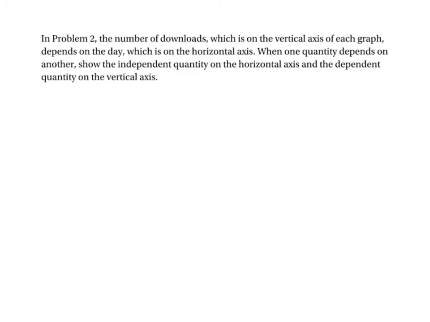All right, so in problem 2, you had the number of downloads, which was the vertical axis, and that depended on how many days have gone by, right? The days, which is on the horizontal axis, are going by independently of what's happening with the downloads, right? Days are just passing. That is independent of the number of downloads. So when one quantity depends on another, the number of total downloads depends on how much time has gone by, then you show the independent quantity on the horizontal axis and the dependent quantity on the vertical axis.